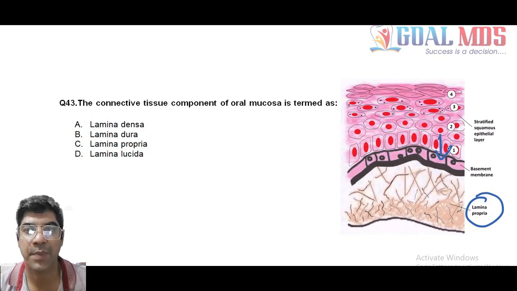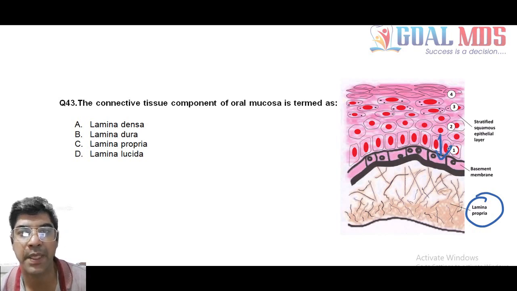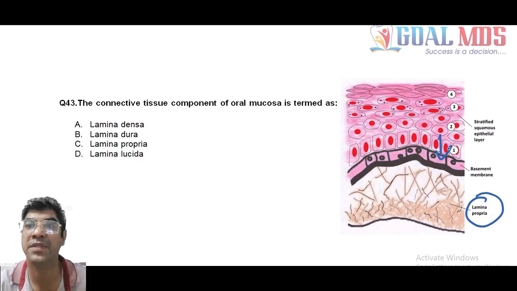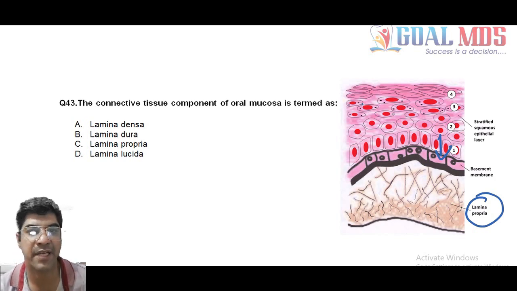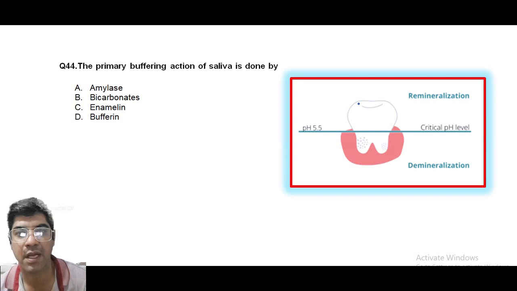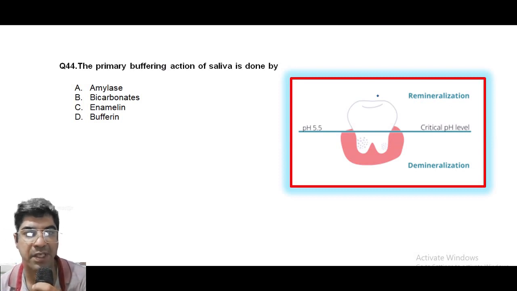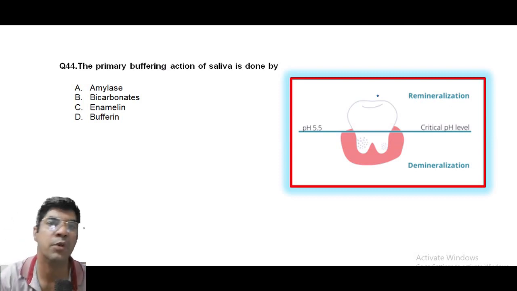This one is the lamina propria. It is located beneath the stratified squamous epithelium layer and plays a role in supporting the oral mucous membrane. So this lamina propria, what will it contain? It will contain various blood vessels, nerve endings, immune cells that provide structural support and flexibility to the mucous cells.